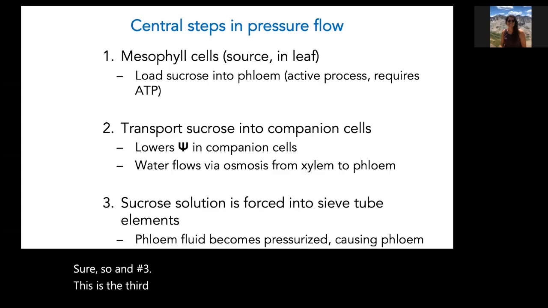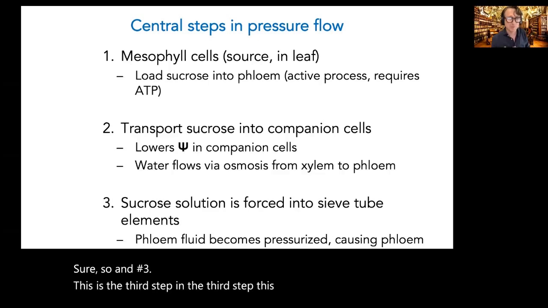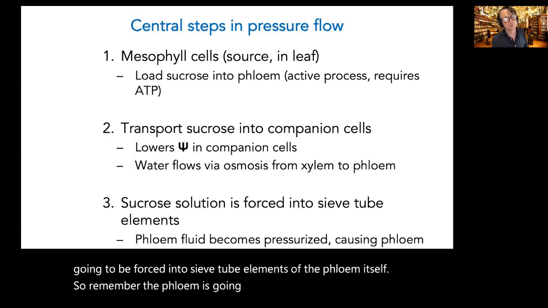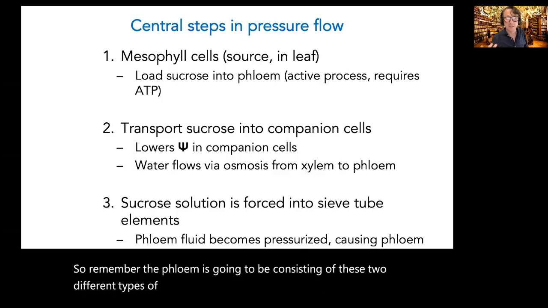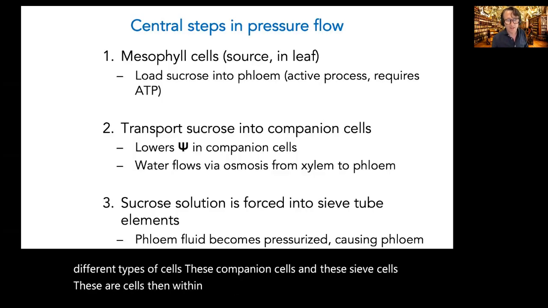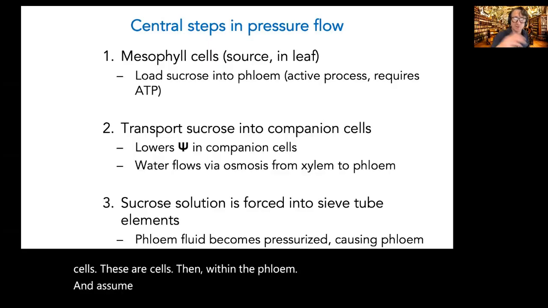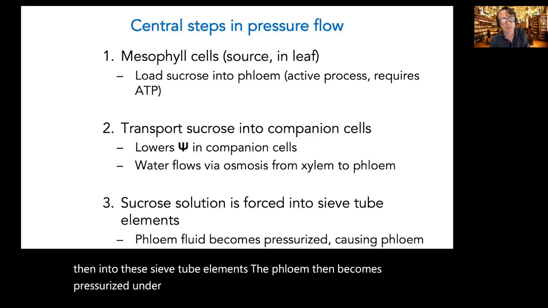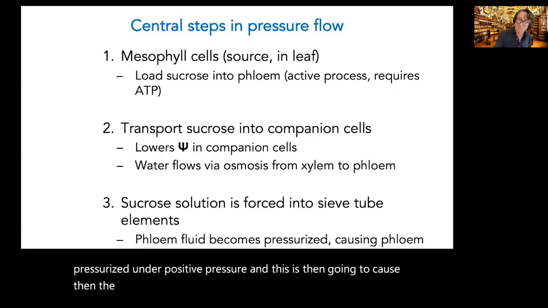So in number 3, this is the third step. In the third step, the sucrose solution is going to be forced into the sieve tube elements of the phloem itself. So remember, the phloem consists of these two different types of cells, these companion cells and these sieve cells. These are cells within the phloem. And as soon as the sucrose solution is moved into these sieve tube elements, the phloem becomes pressurized under positive pressure. And this is then going to cause the phloem sap to move under positive pressure.